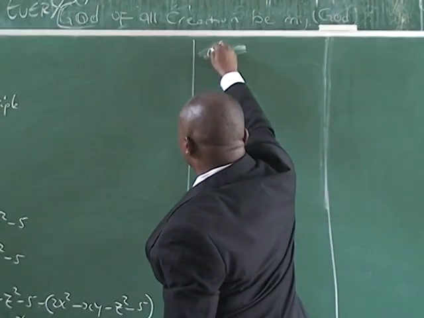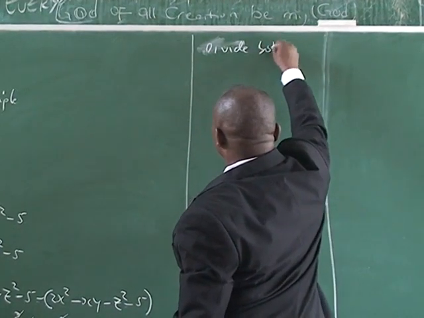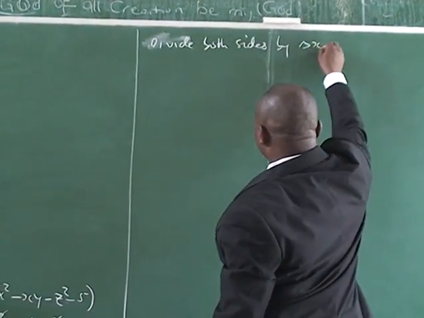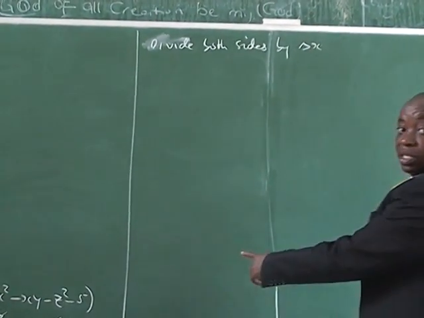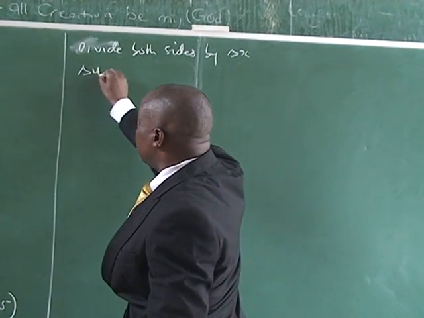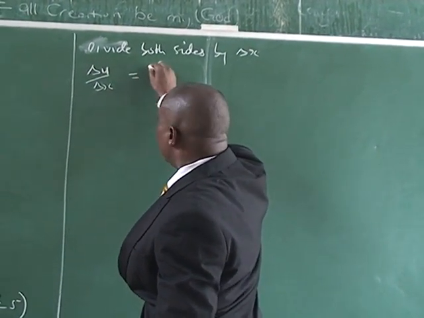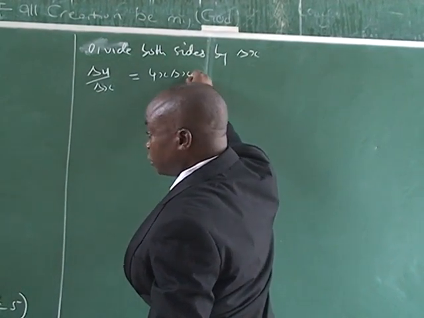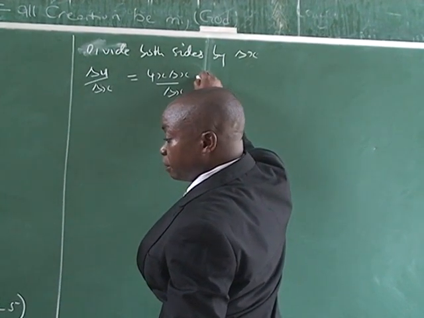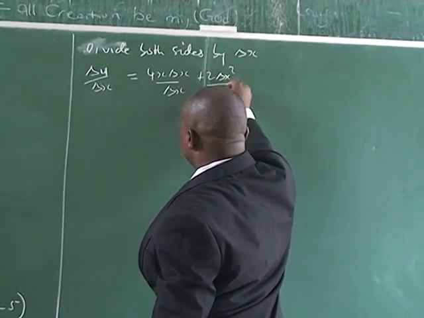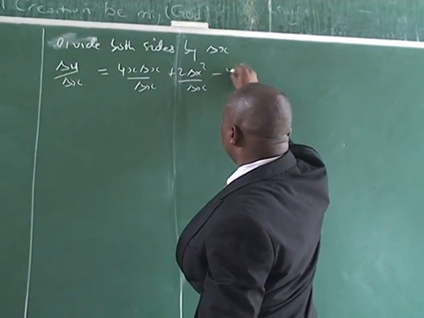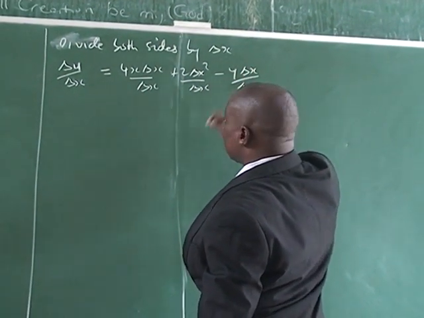Okay, the next thing is we are going to divide both sides by change in x, because what we need to define is change in x. So I'm going to divide both sides by change in x, and then I will have change in u over change in x equal to 4x change in x over change in x, plus 2 change in x squared over change in x, minus y change in x over change in x.